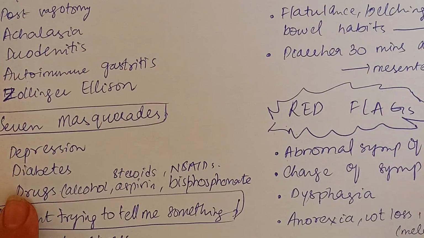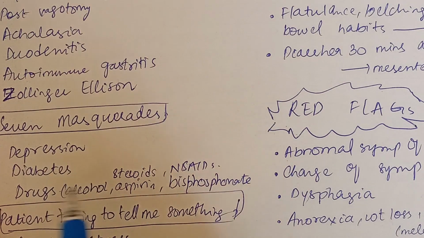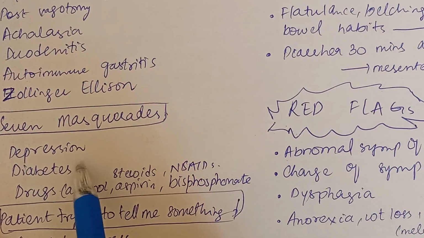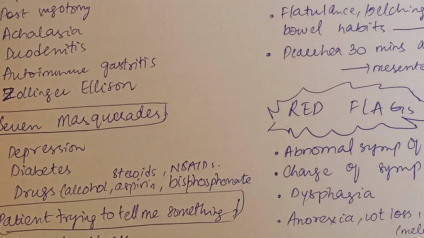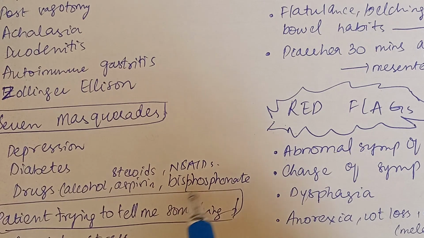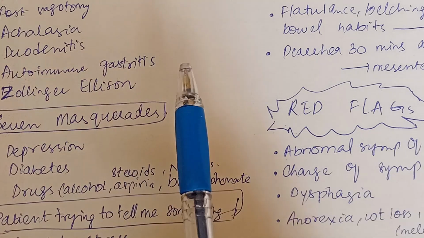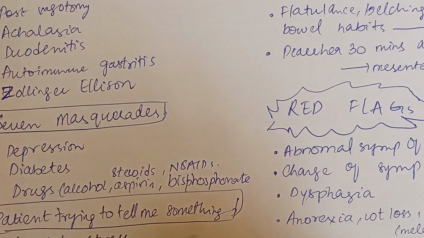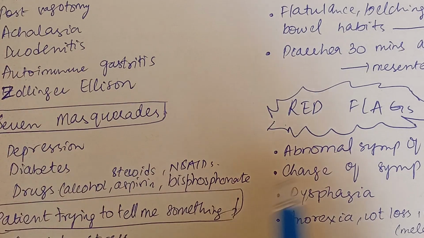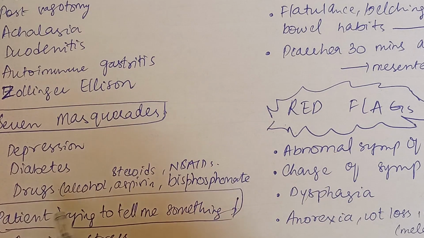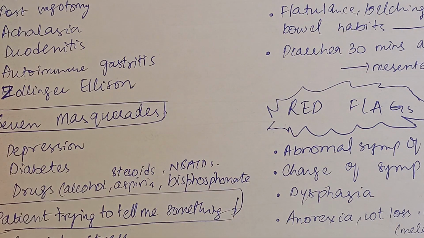Now we have seven masquerades. In seven masquerades, depression can be the cause of dyspepsia. The patient can have functional irritable upper GIT. The patient can have diabetes. If the patient has autonomic neuropathy and gastroparesis, it can lead to dyspepsia. Certain drugs like alcohol, steroids, aspirin, NSAIDs, bisphosphonates are very common causes of dyspepsia. Is the patient trying to tell me something? The patient can have anxiety or any stress going on in his life, which can lead to dyspepsia.